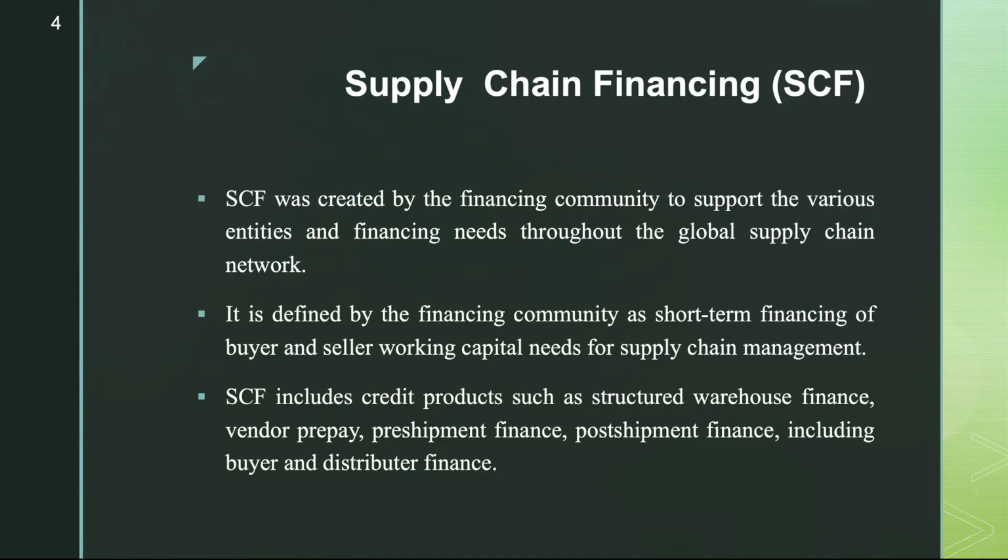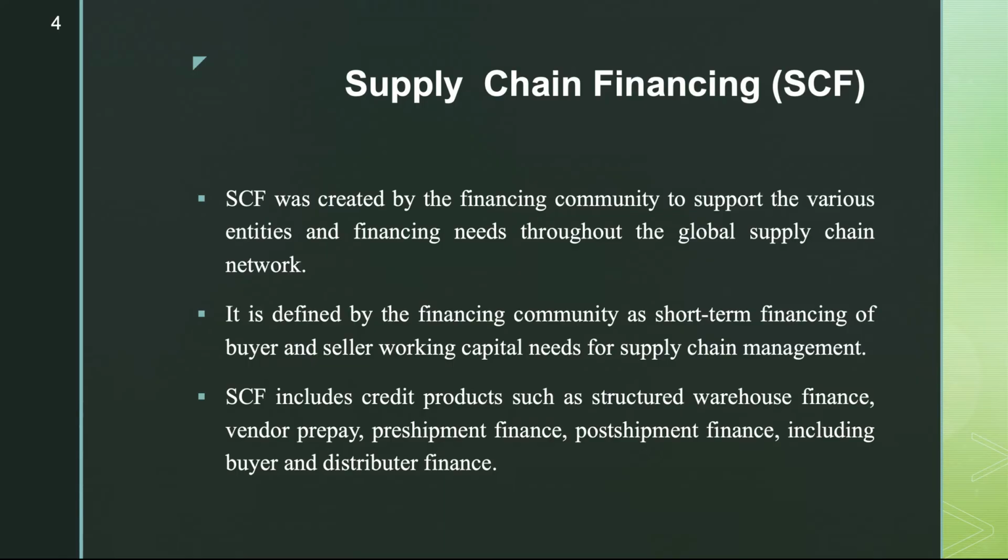So, the movement of production has resulted in extended supply chain networks involving business entities that typically had limited previous relationships. Now, when production occurred on the same shores, financiers were able to tighten control by managing financing among common businesses within the fashion industry, so that gave rise to supply chain financing. This was created by the financing community to support the various entities and financing needs throughout the global supply chain network.